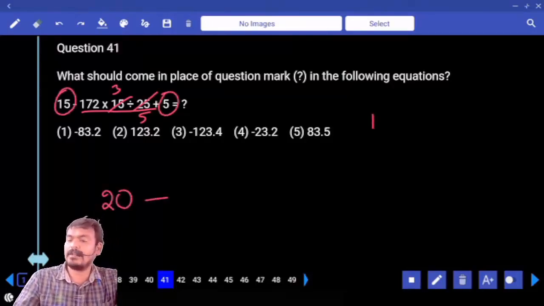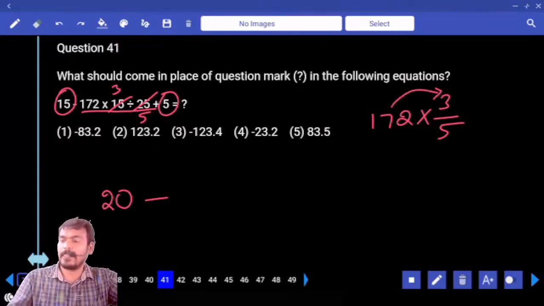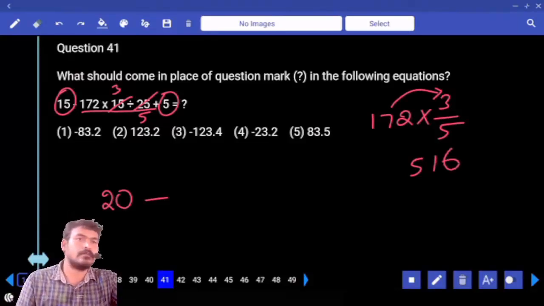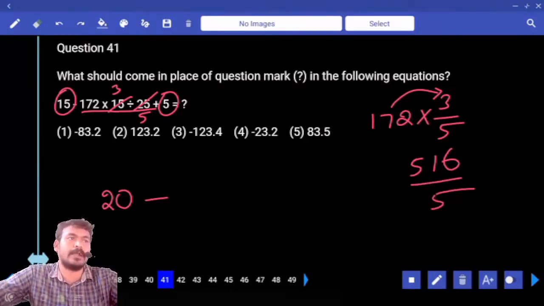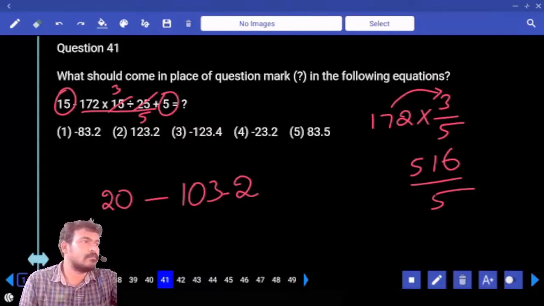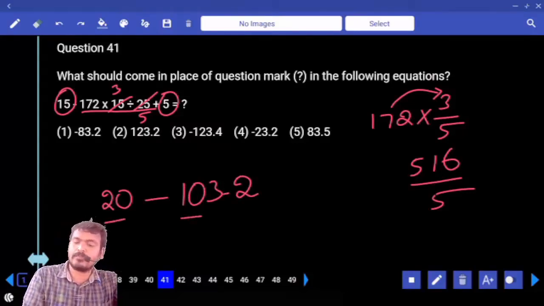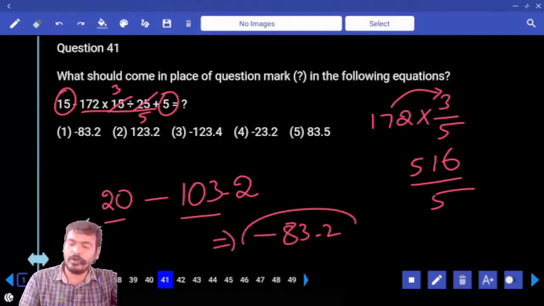Minus 172 into how much value? 3 by 5. 172 into 3 means 516, divided by how much value? 5. Denominator 5 means numerator will be double, divided by 10. 516 double, 1032 by 10 means 103.2. Okay, 20 minus 103.2, we are getting minus 83.2.